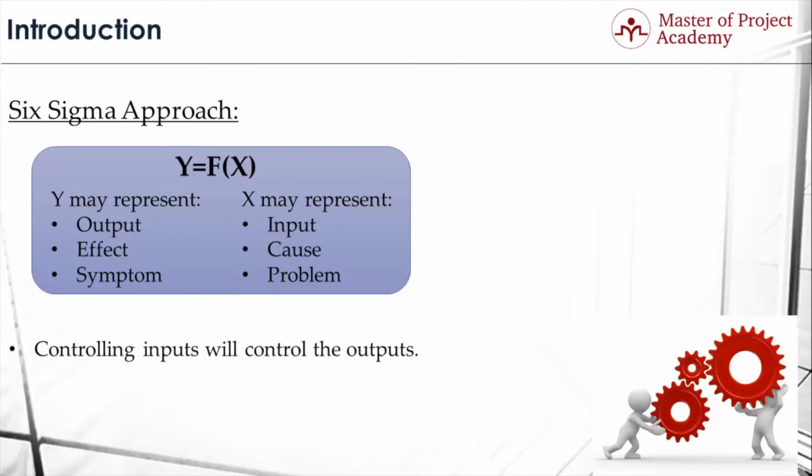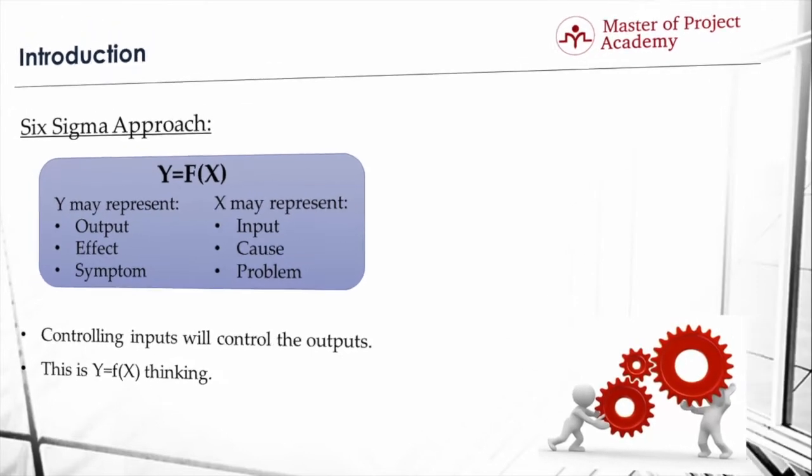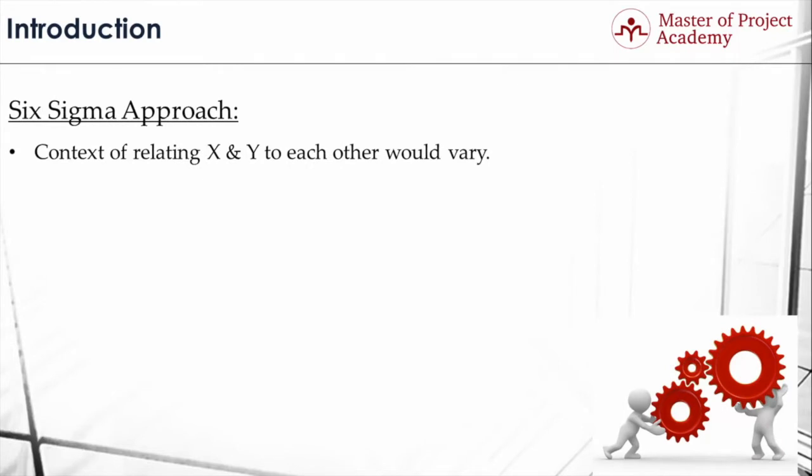We can say here that controlling inputs will control output, because the output Y will be generated based on the inputs X. This approach is called Y equals f of x thinking. It is the mechanism of Six Sigma. As per the Six Sigma approach, every problematic situation has to be converted into this kind of equation. Make a note here, it's not rocket science, but just a new way of looking at the problem.